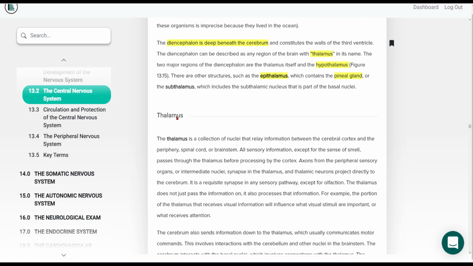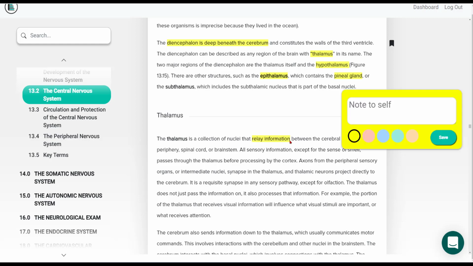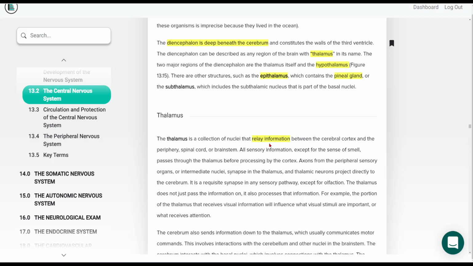So let's talk about these three regions of the brain. Not hugely at all, but just a little bit of information. The thalamus is oftentimes referred to as the gateway to the cerebrum, or what I want you to see is that it is the relay station. The thalamus is going to be the relay station between your cortex and the rest of the body, be it the peripheral nervous system, the spinal cord, or the brainstem.